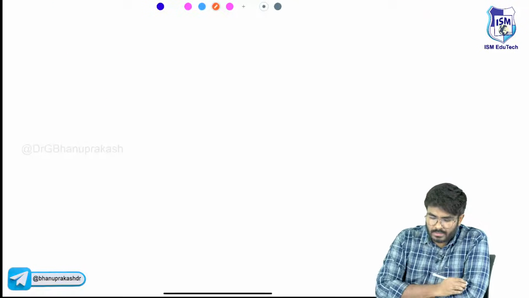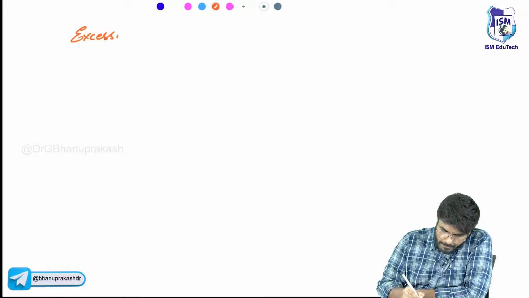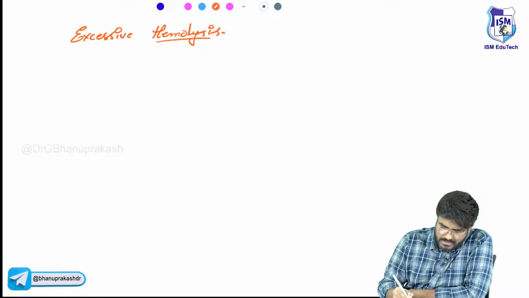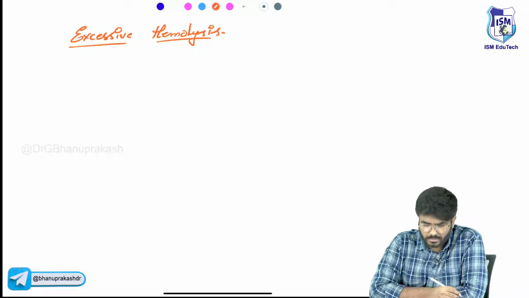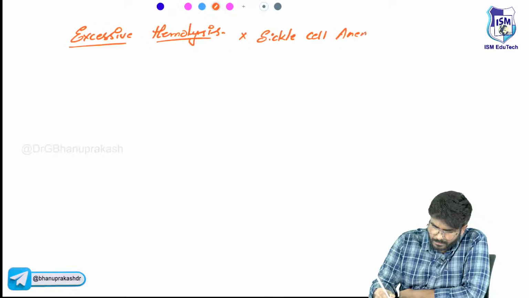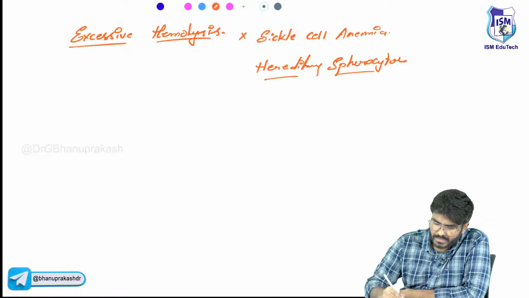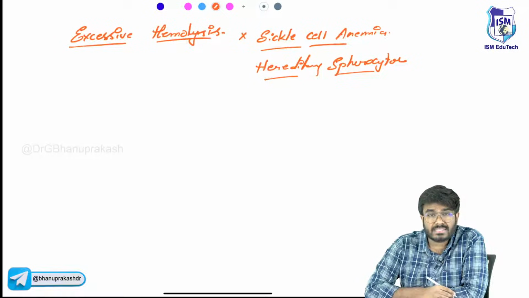Okay. Apart from that, if there is excessive hemolysis in the body, for example, conditions like sickle cell anemia and the other main condition, which is called hereditary spherocytosis. So these two are the conditions where hemolysis is happening, RBCs are getting damaged. There is premature destruction of the RBCs.